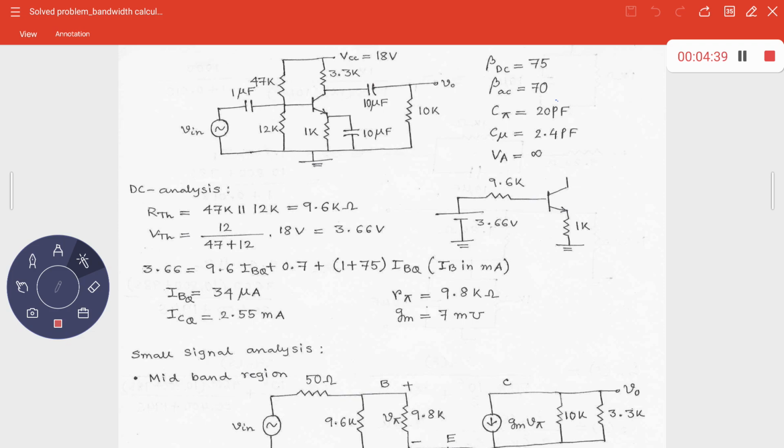Anyway, to start with, first of all, you have to perform the DC analysis. For DC analysis, we have to find the Thevenin equivalent. What is that? Basically R1 and R2 in parallel combination, right?